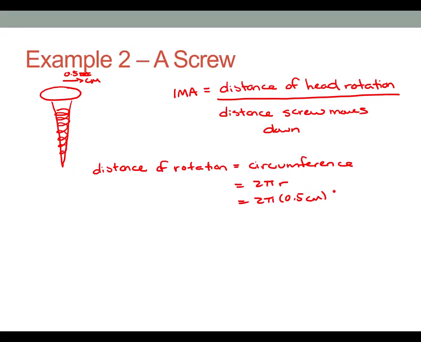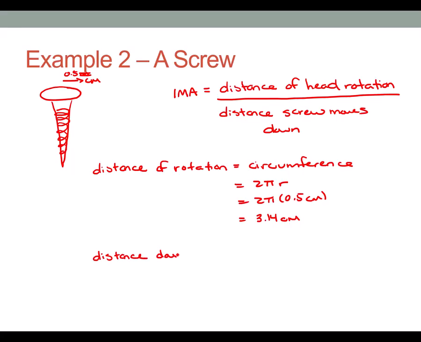Okay, we grab our trusty calculators, and 2 times pi times 0.5 is not needed to be done on a calculator. It's just pi, 3.14 centimeters. So in one rotation of the screw head, it goes around 3.14 centimeters. Okay, second part of this.